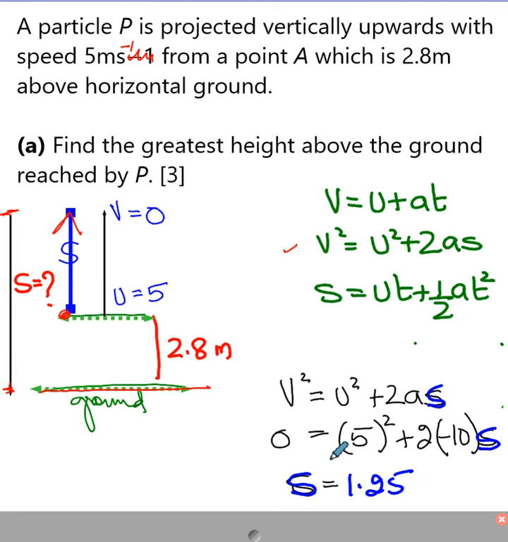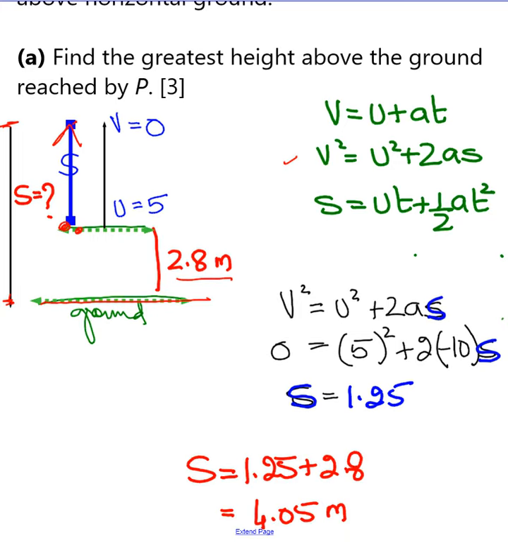And I got the value of s. Now this s is giving me only this height, because I'm talking about from this point till the highest point where it's reached. But the question is saying find the greatest height above the ground. So I need to add 2.8 meter in this answer to find the actual height from the ground. So this was the common mistake in the question made by students. They forget to add the height of the point above the ground. So your height is coming 4.05 meter.